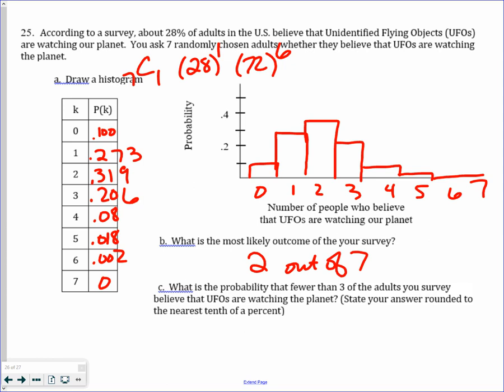What is the probability that fewer than 3 of the adults you survey believe in UFOs? So again, you have to do each one of the ones that are less than 3 and add them together. So add 2 and 1 and 0 for a 69.2%. Again, it says round your answer to the nearest 1/10 of a percent.